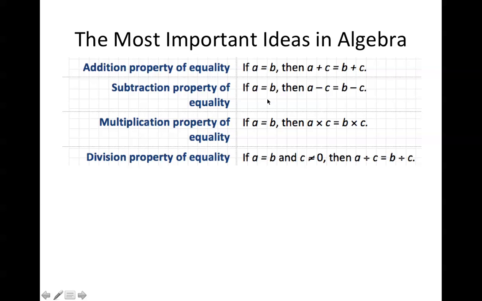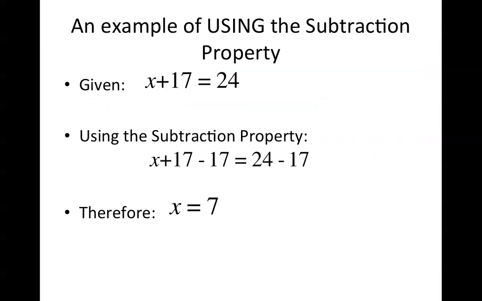Similarly, the subtraction property says that you can subtract some number from both sides of an equation. This is really important, as you will see in a minute. But the key thing is you have to subtract the same number from both sides. The multiplication property is similar. It states that you may multiply both sides of an equation by the same number. And the division property states that you may divide both sides of an equation by the same number. We'll see how that works to solve some equations.